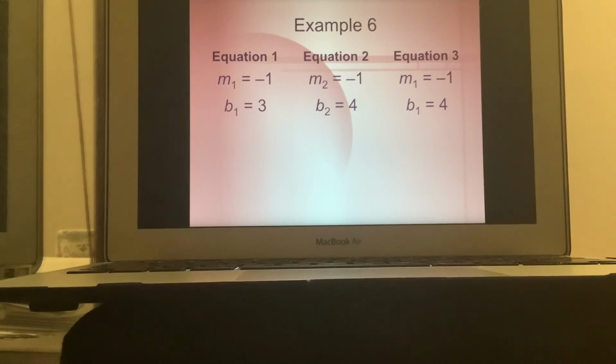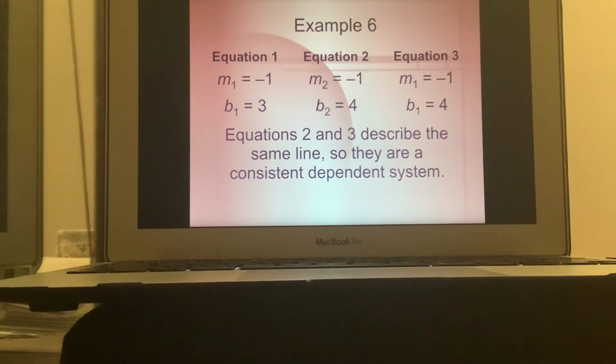Now, I can write each equation in slope-intercept form. The slope for equation 1 is negative 1, for the second one is also negative 1, and the third one also negative 1. That's your slope for each of these 3 equations. And then the y-intercept is 3, the second equation has a y-intercept of 4, and the third equation also has a y-intercept, or b, of 4.